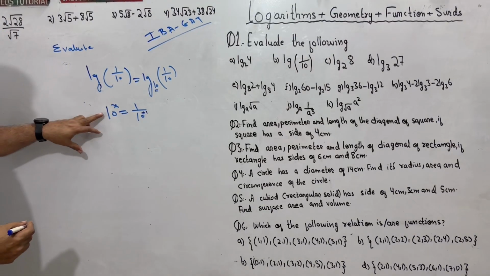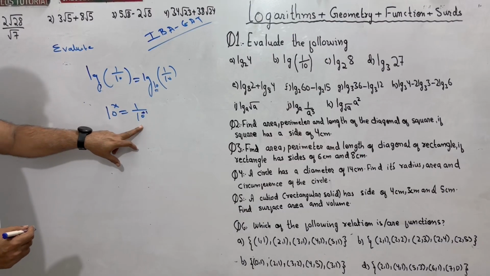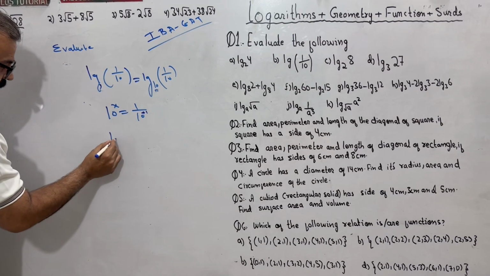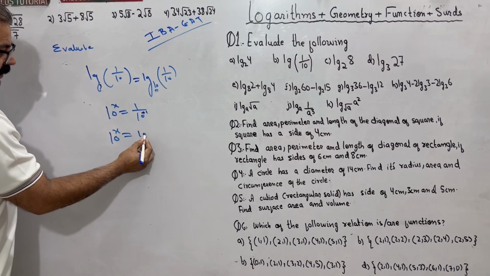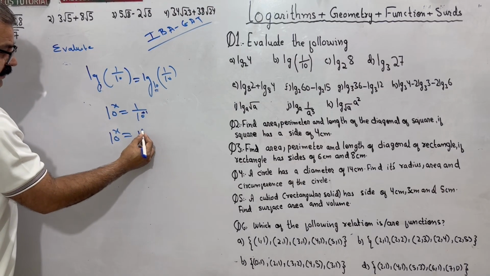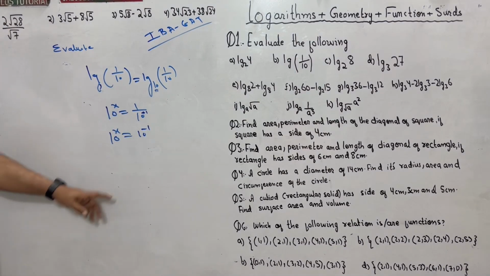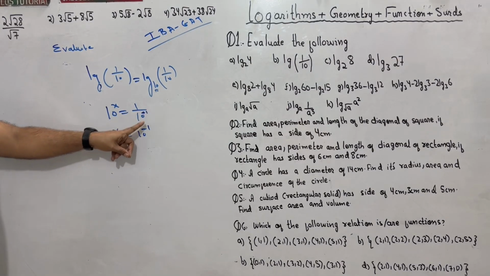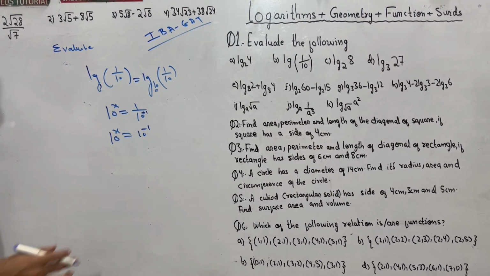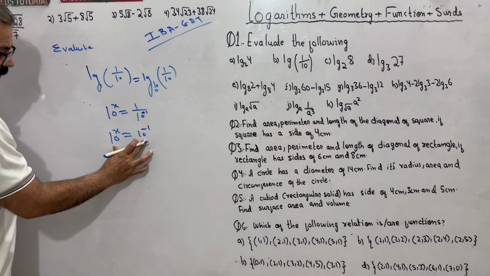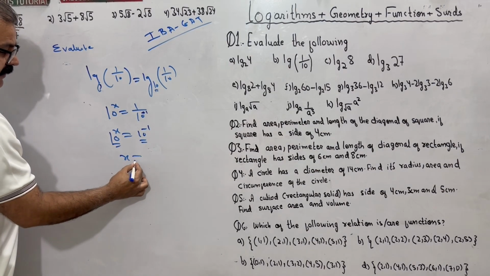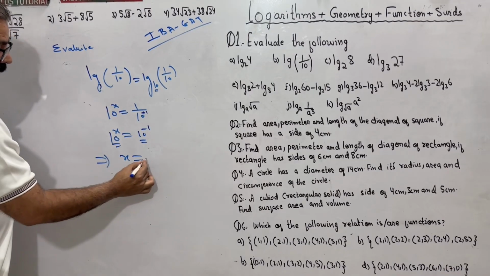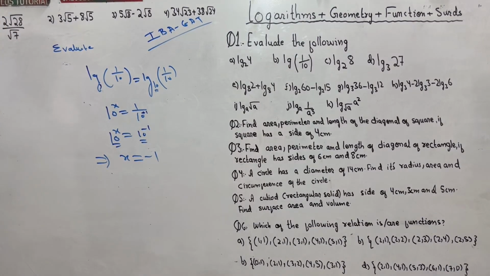Here 10 is in the numerator and here 10 is in the denominator. Making life simple, drag the 10 into the numerator. It will be raised to a negative power: 1 over 10 can be written as 10 raised to negative 1. Now we can compare. Both bases are 10. Bases are equal, therefore powers are equal. This implies that x is equal to minus 1.